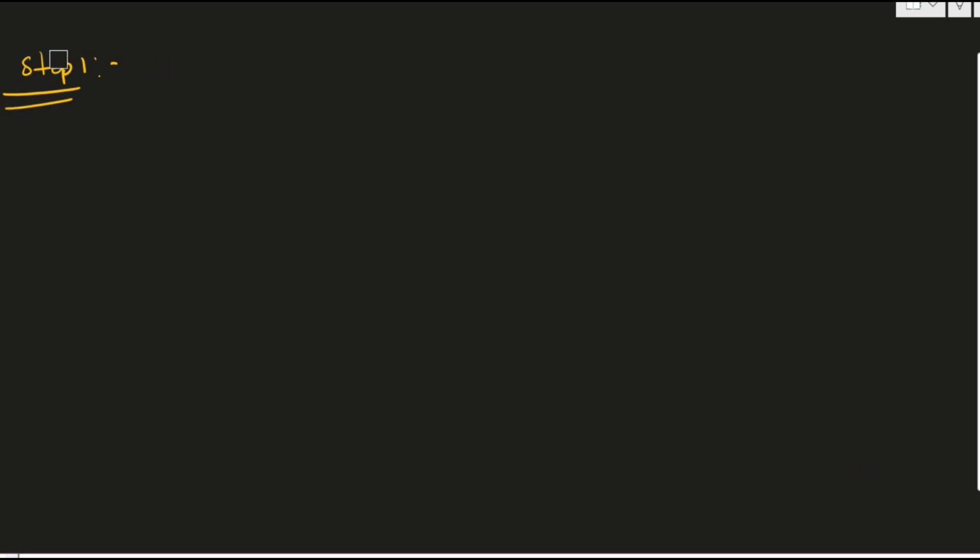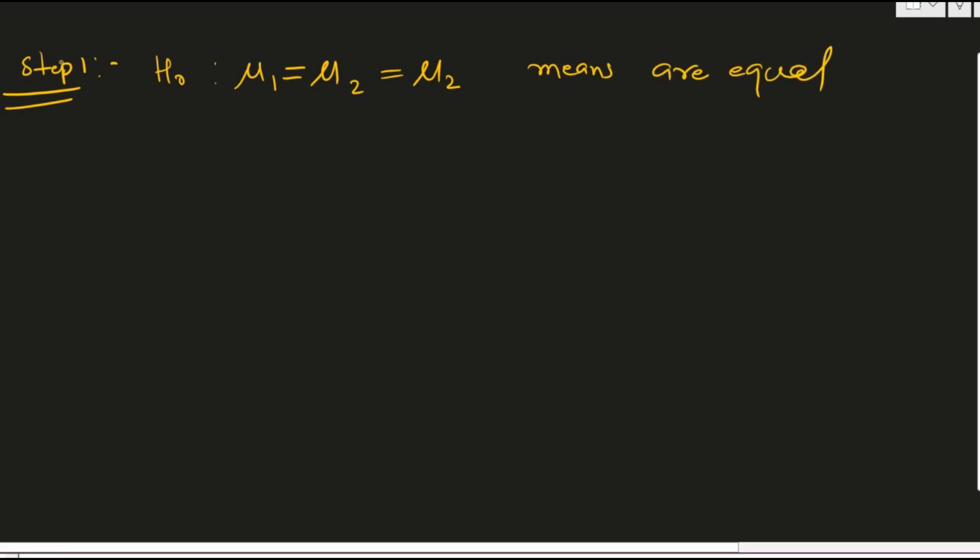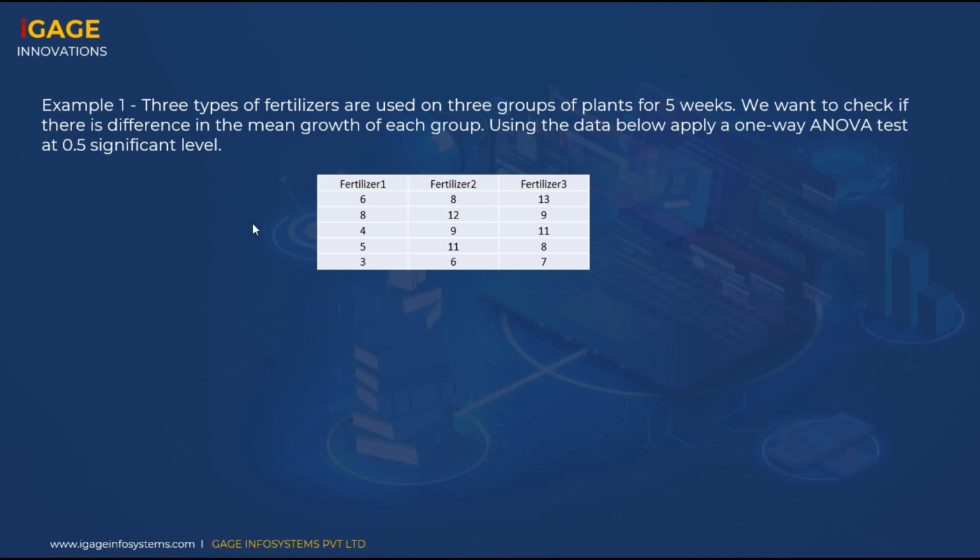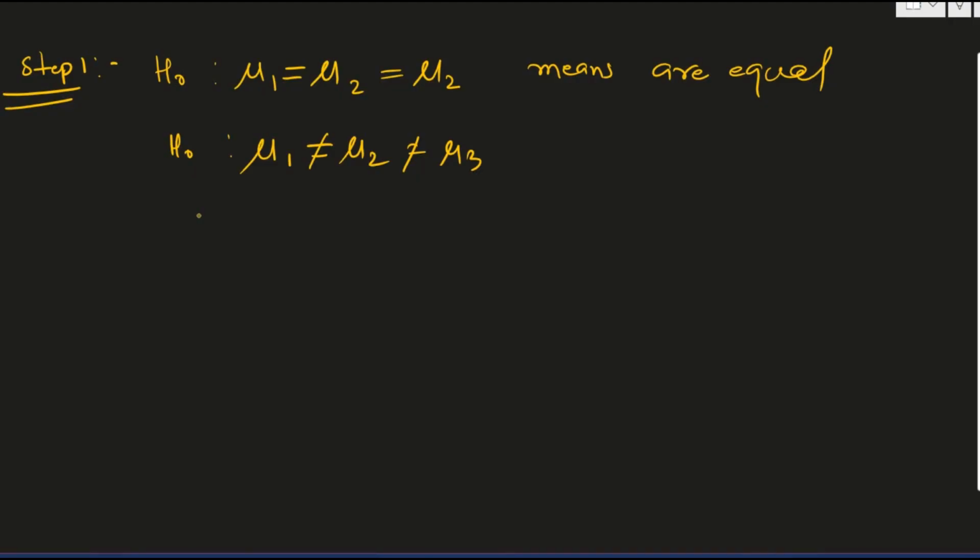So you know that H naught, the null hypothesis, will be that the group one mean value is equal to the group two mean value. Means are equal. We are assuming that means are equal. And for the alternative hypothesis, we are assuming that means are not equal.